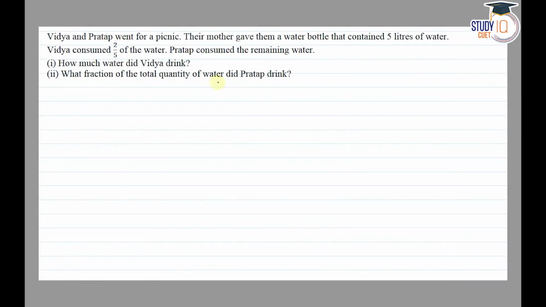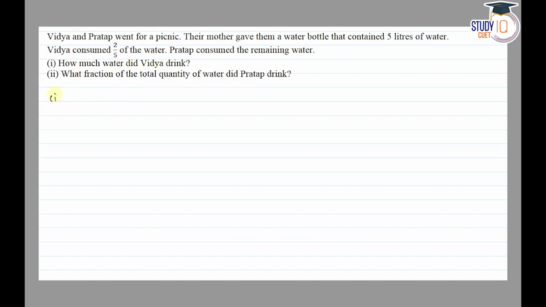Hello everyone, this question appears in class 7th NCERT chapter of fraction and decimals. This is the 8th question of its exercise 2.2. The question says that Vidya and Pratap went for a picnic. Their mother gave them a water bottle that contained 5 liters of water. Vidya consumed 2 by 5 of the water. Pratap consumed the remaining water. How much water did Vidya drink?